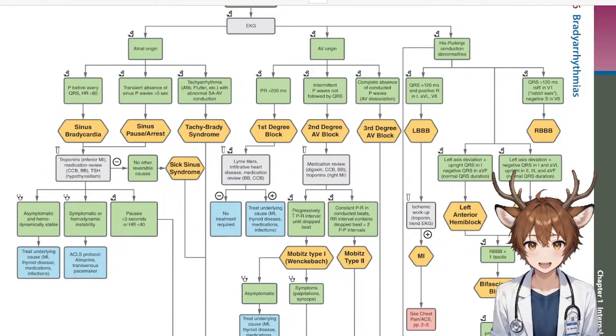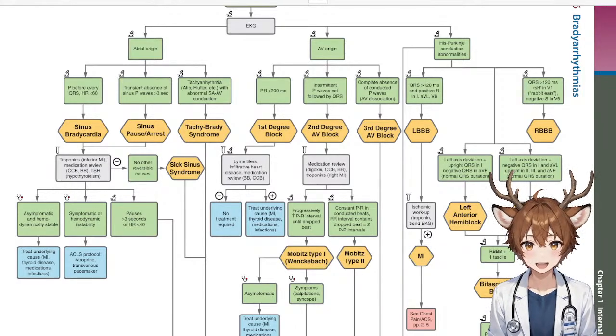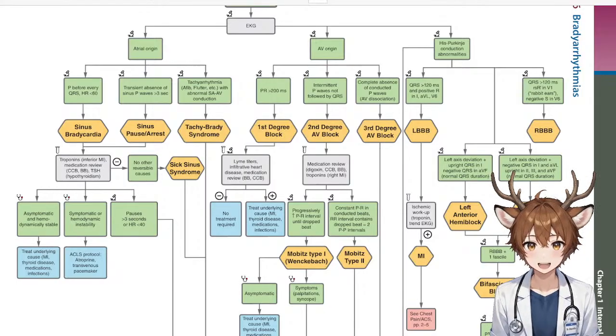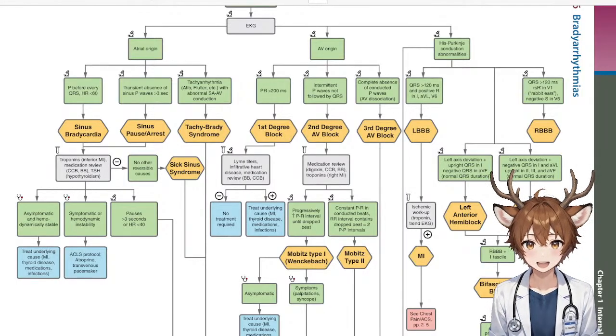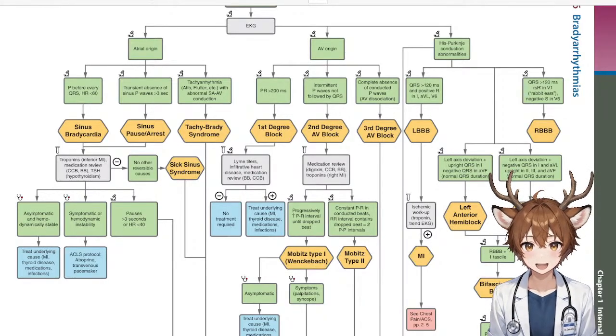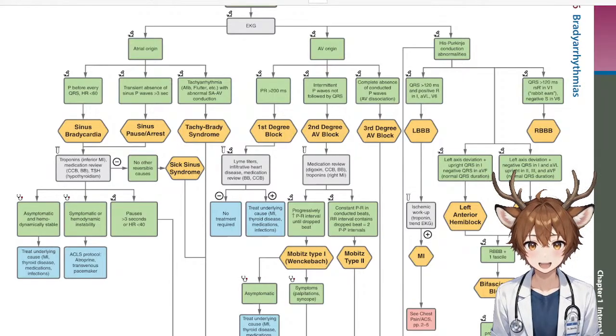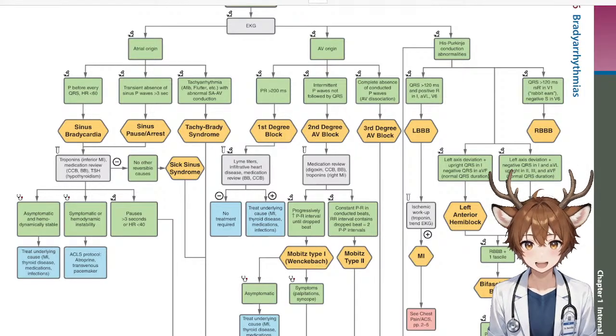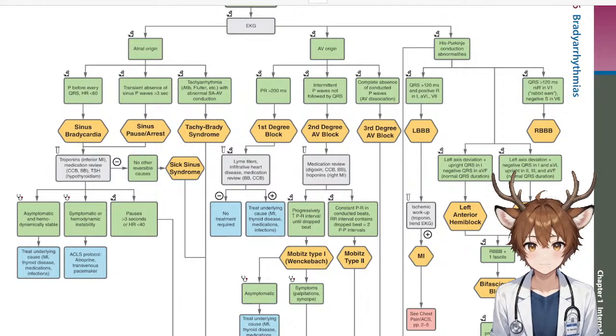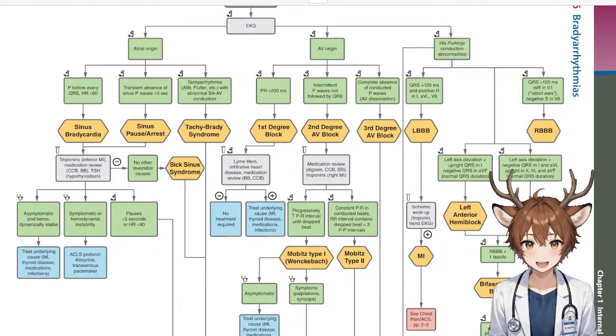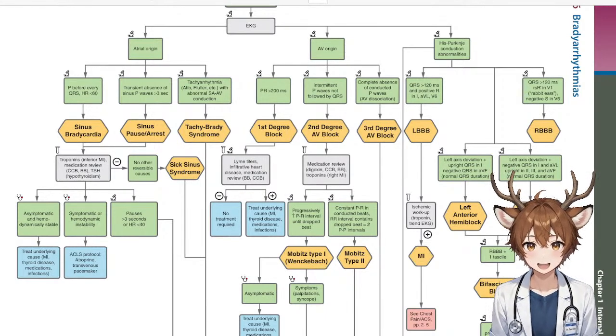If you have a progressively prolonged PR interval until a dropped beat, that's called Mobitz type 1 or Wenckebach. If you have constant PR intervals with dropped beats, that's called Mobitz type 2. Basically, there are occasionally dropped beats, but there's no change in the value of the actual PR interval. It stays the same. Now that's more pathological than Mobitz type 1, where the PR is getting wider and wider until a beat drops, and then it resets basically. That's more likely to be physiological and not dangerous to the person.